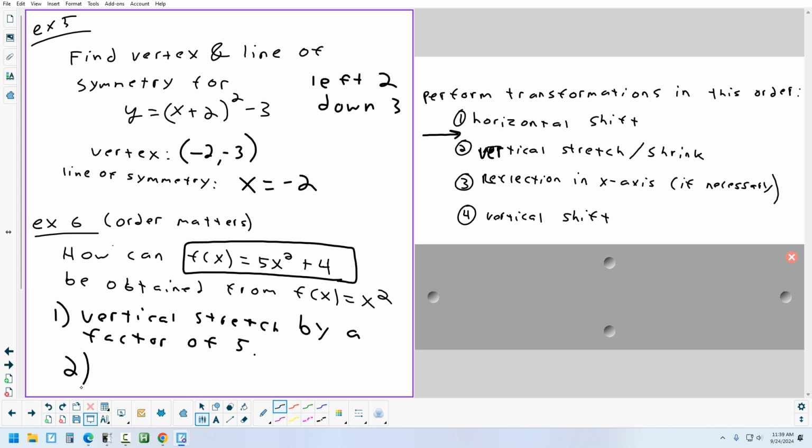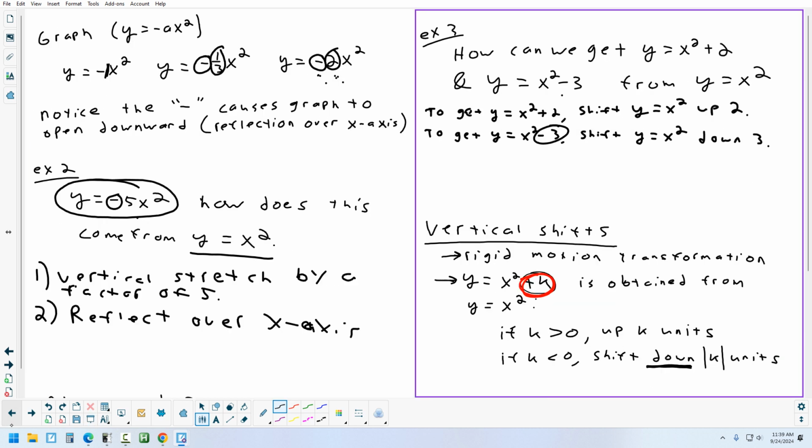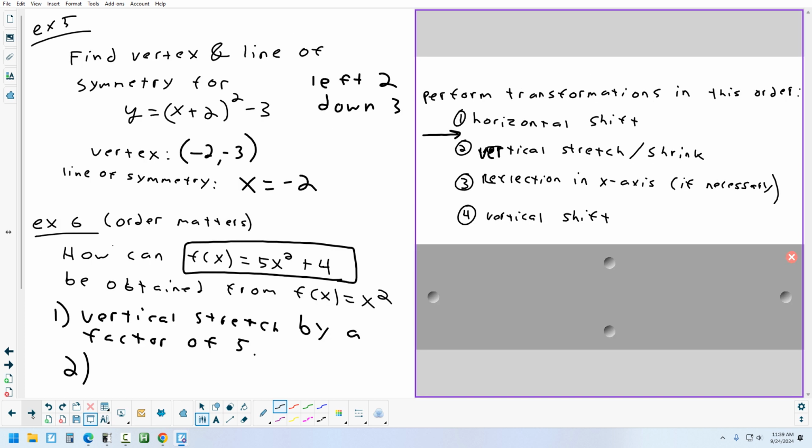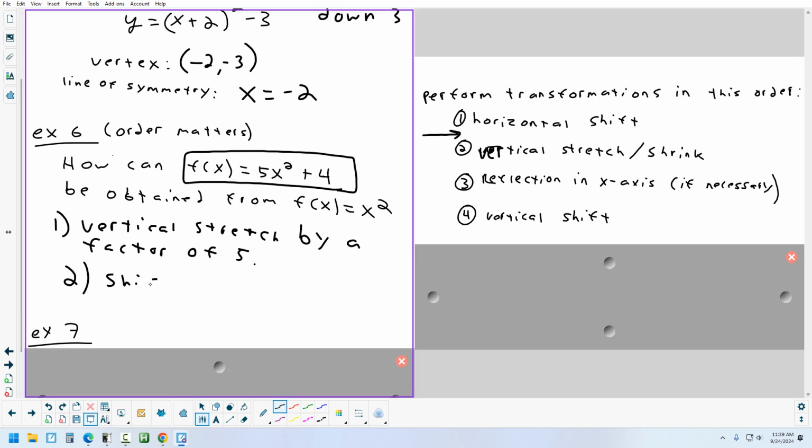How about the plus 4 at the end? What's the plus 4 going to do? It's on the end, so it's going to look more like this one. So which way is that going to move it? It's going to move it up 4. Yep. So the second one is shift up 4. Okay. Question on those two?